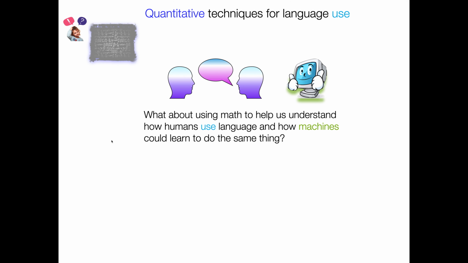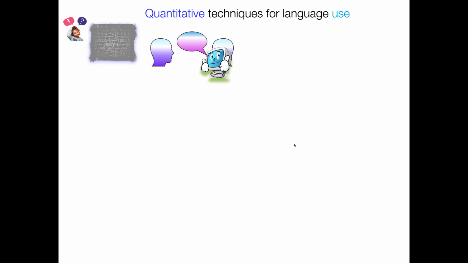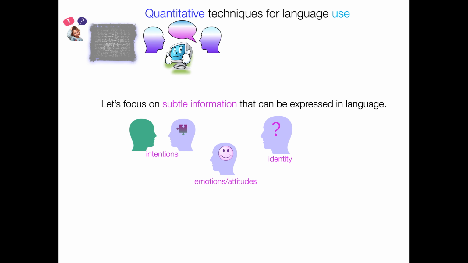So now what about using math, using quantitative techniques to help us understand how humans use language to communicate different types of information and how machines could learn to do the same thing, right? This is again AI. What we want them to do often is be more human-like in their interactions. So let's focus on some of that subtle information we talked about before that can be expressed in language. So intentions, emotions and attitudes, or even identity.